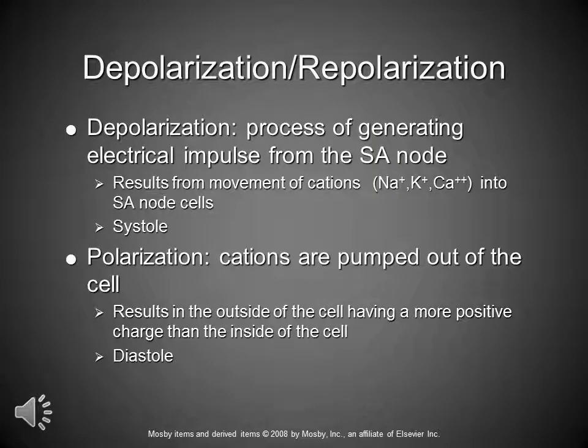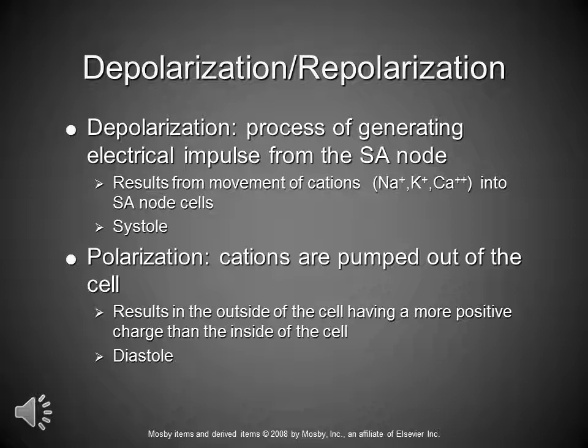Part of the process of cardiac contraction, part of the process of the SA node generating impulses, is depolarization and repolarization. We've talked about this in cell membranes. We've talked about it in muscle cells. We'll talk about it more again when we get to nerve cells. But depolarization is the process of generating electrical impulses from the SA node. It results from the movement of cations, sodium, potassium, calcium, into SA node cells. A depolarization resulting from the sodium potassium pump.